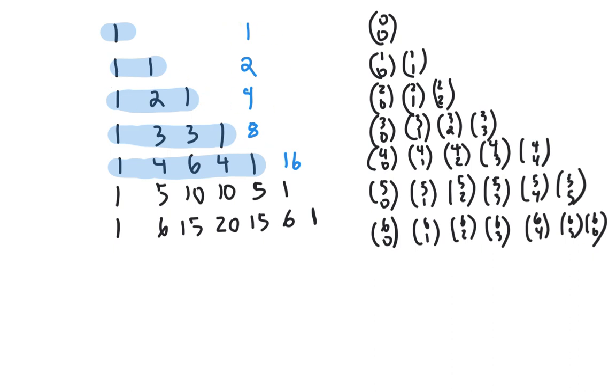And what power of 2? Well, this is the first row. Sorry, I should say the 0th row. This is 2 to the 0. This is the first row, 2 to the 1. The second row, 2 to the 2, etc.